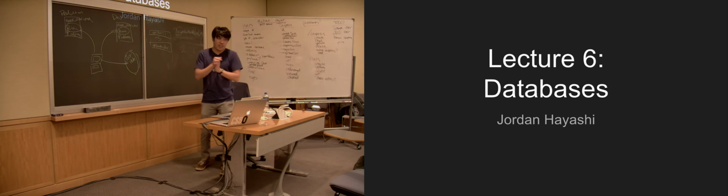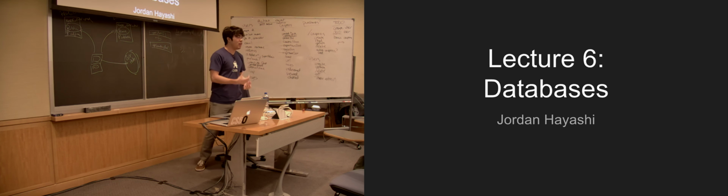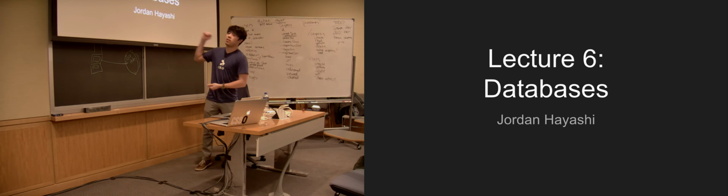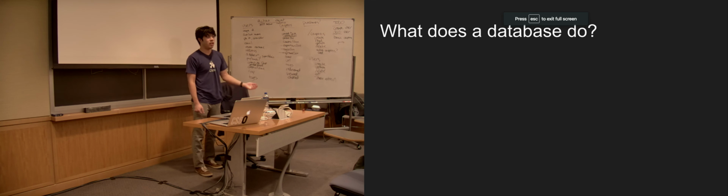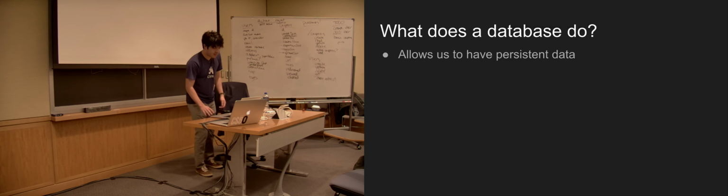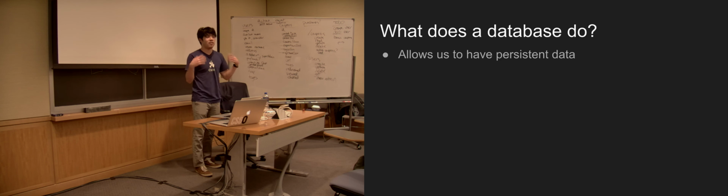All right, and so we talked about these things a lot last lecture, never really talked about what they were, but now we'll be talking about databases. So what is a database? What does it do? Does anybody have any intuition? Yeah, it stores data. It just allows us to have data that survives. It's persistent. If the database server crashes, it's still there because it's stored on a hard drive somewhere.